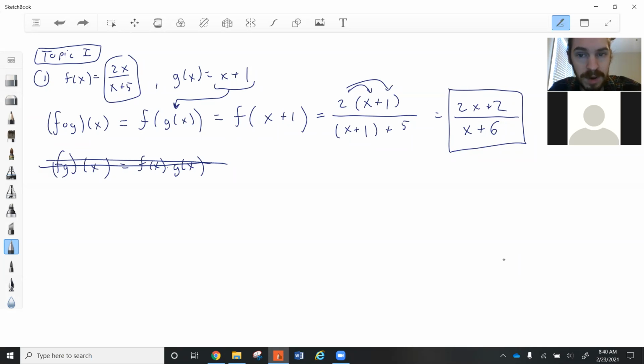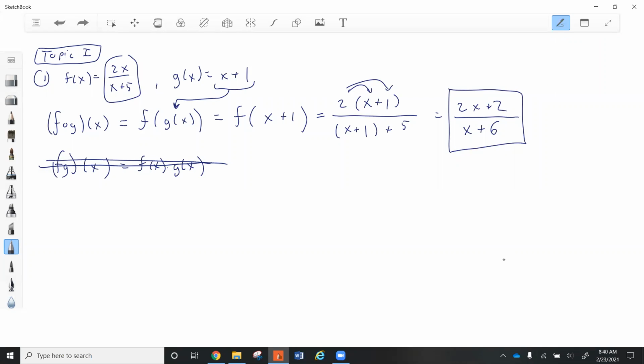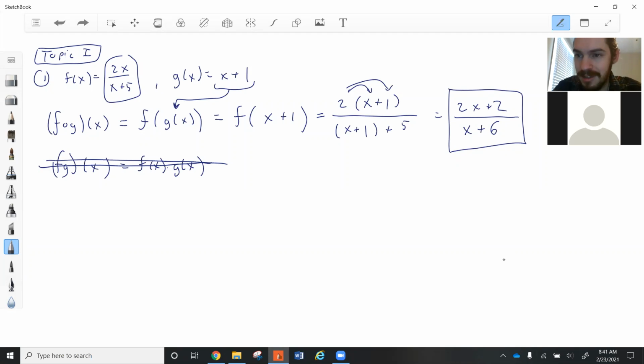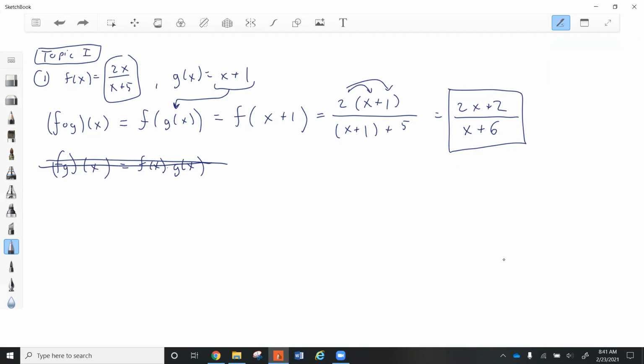Questions on this problem 1 from topic I? Questions on this one? You're all very quiet today. It's because I'm recording. Unless you're just quiet because I haven't seen you in a week.